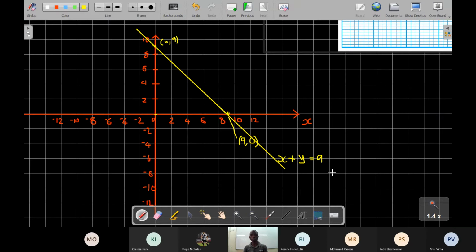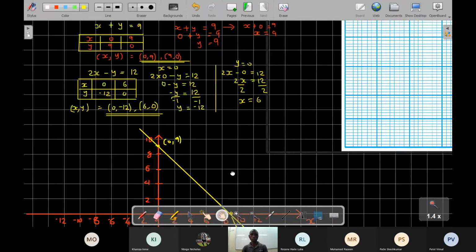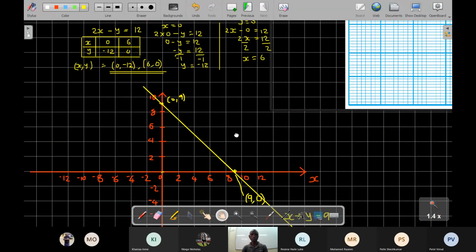But they said we should draw on the same graph. So you draw that one for the first equation, which is x plus y is equal to 9. Remember, we got the coordinates up there and we plotted them. So then after that, we also do the same to the second line.